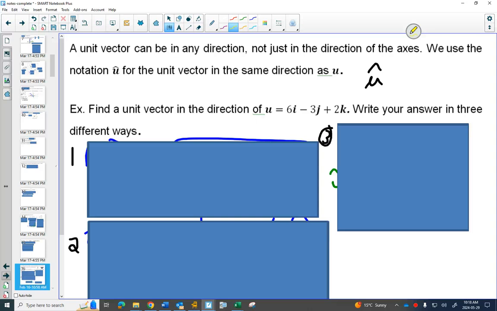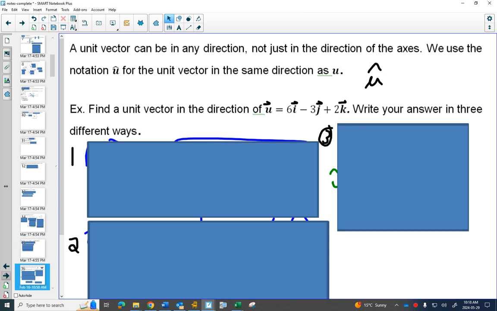So we've learned that the vectors i and j are unit vectors along the axis. You can have a unit vector in any direction, and we use the notation with a little hat: u hat is the unit vector in the same direction as u. So we have the unit vector in the direction of 6i plus 3j plus k, and of course, these are bolded, but when you write them, you would have to put arrows over the top.